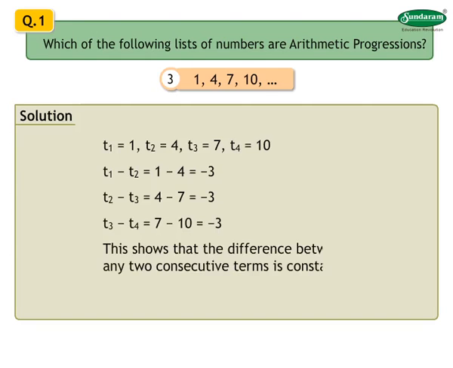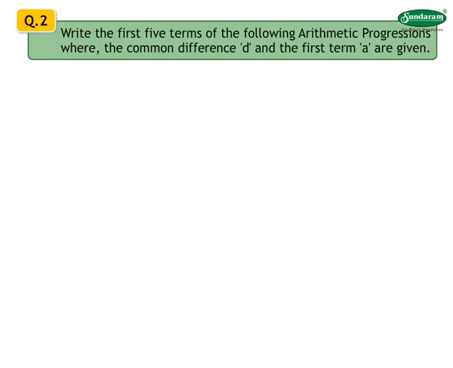This shows that the difference between any two consecutive terms is constant. Hence, the given sequence is an AP. Question 2. Write the first 5 terms of the following arithmetic progressions where the common difference D and the first term A are given. Number 1. A is equal to 2, D is equal to 2.5.